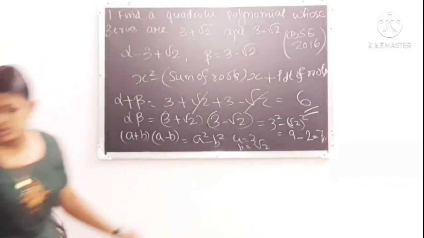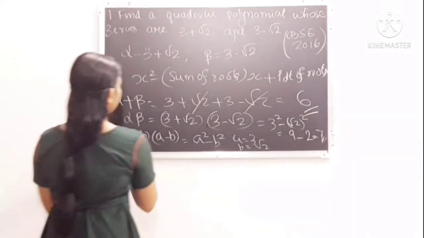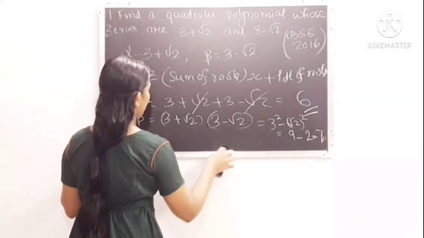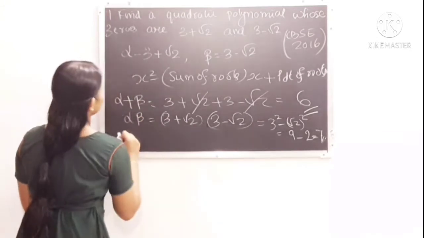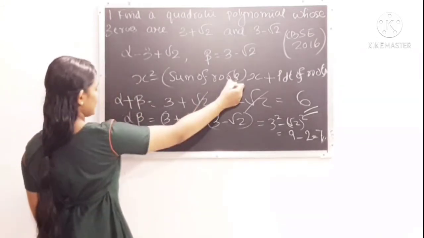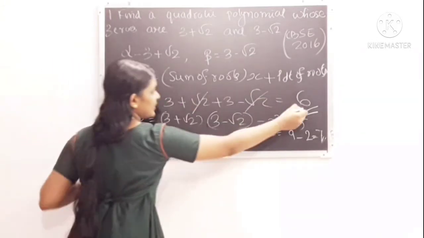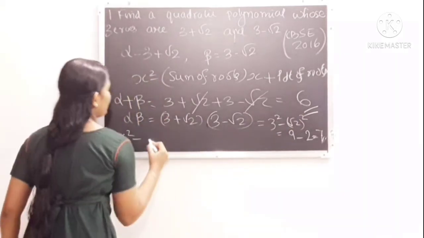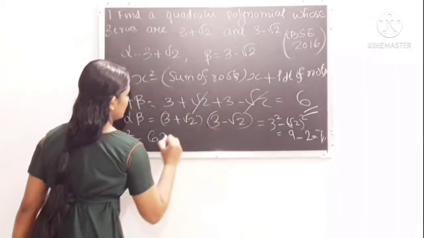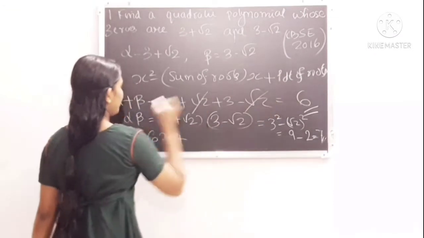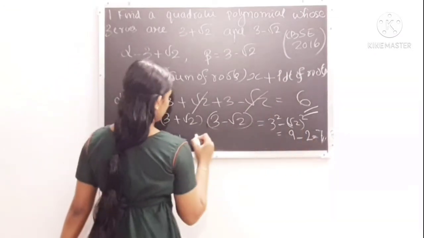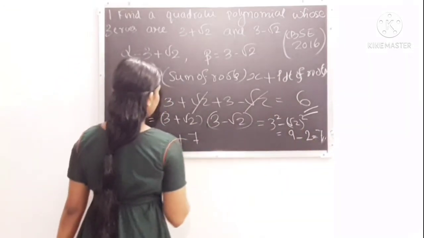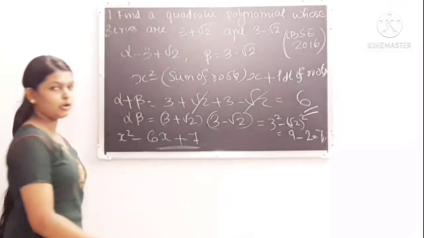Okay. Now we can write the general form of the quadratic polynomial, that is x square minus the sum of the roots, which is alpha plus beta, and we obtained it as 6. So x square minus 6 into x plus the product of the roots, and the product of the roots is equal to 7. Okay, this will be the required quadratic polynomial.